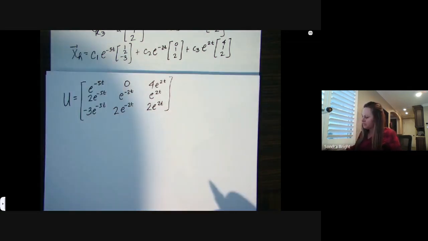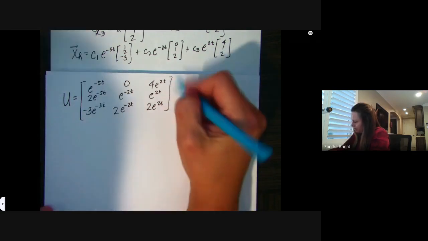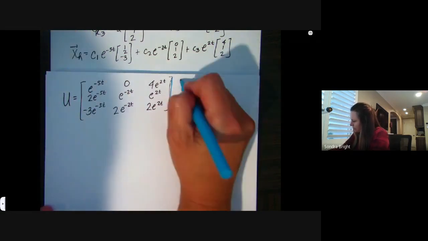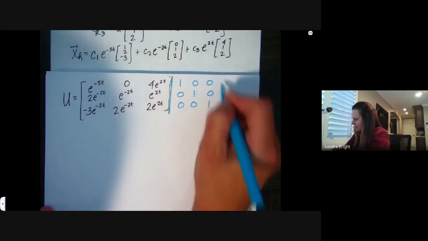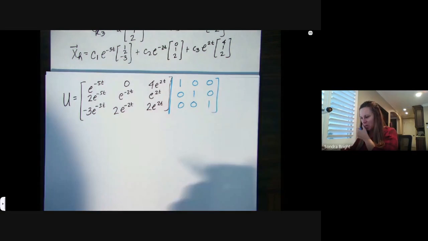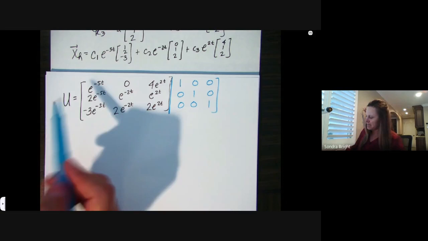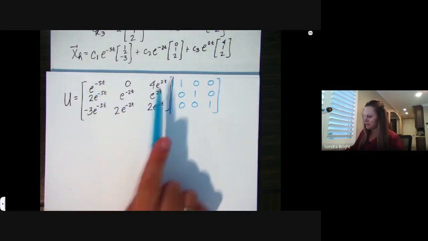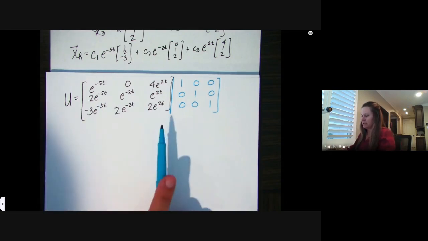To find u inverse, I think the easiest way to do it is to augment this matrix with the identity matrix, like that, and then do row operations. What you want is to get the left-hand side to be 1, 0, 0, 0, 1, 0, 0, 0, 1, and then everything else on the other side.